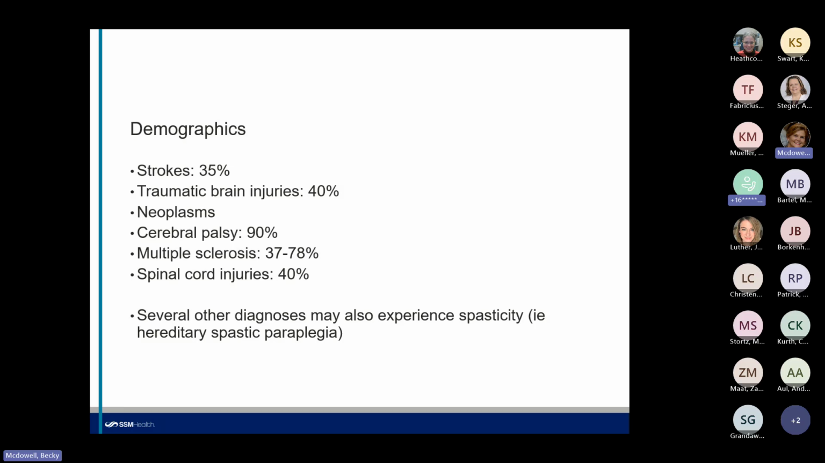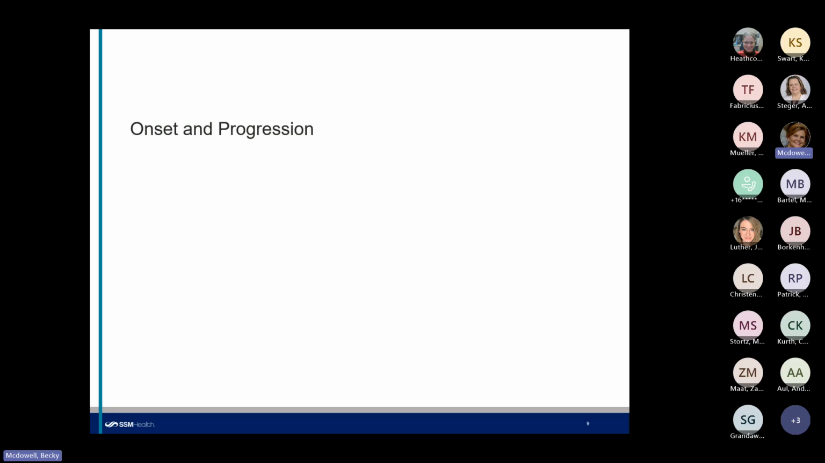There are a lot of other diagnoses that can also get spasticity, especially the group of diagnoses that are under hereditary spastic paraplegias. I think there's like 80 plus different diagnoses that fall underneath that. And a lot of those usually affect the legs and calves. And I've done Botox and botulinum toxin injections and other medications to treat some of those patients in the past.